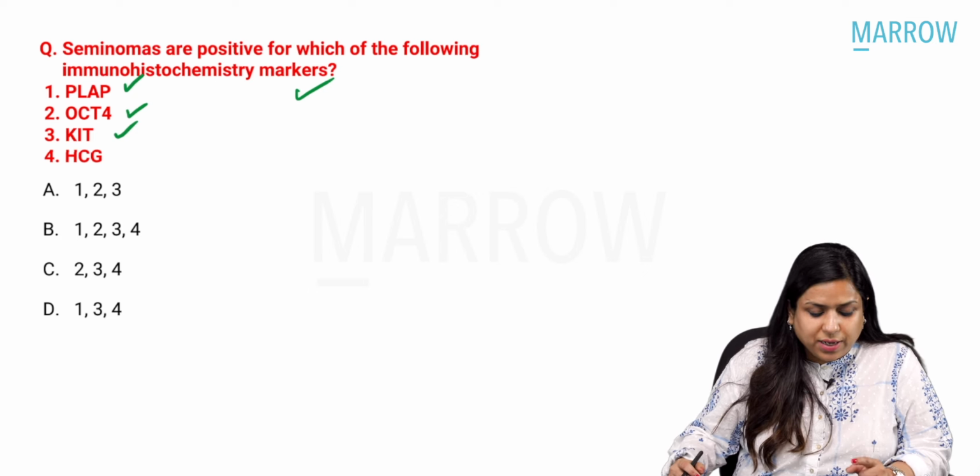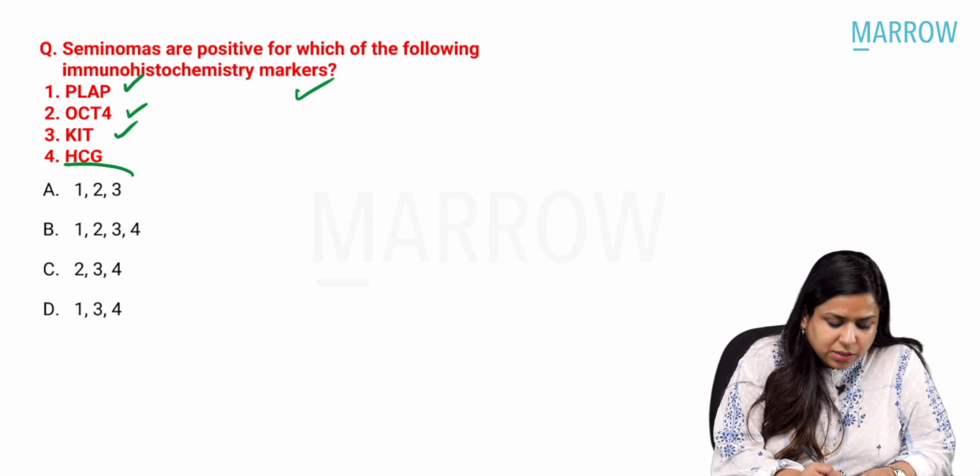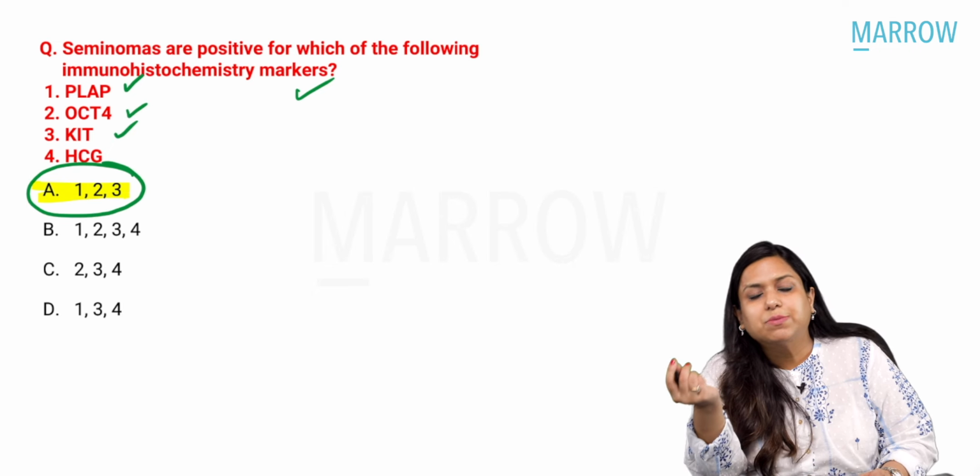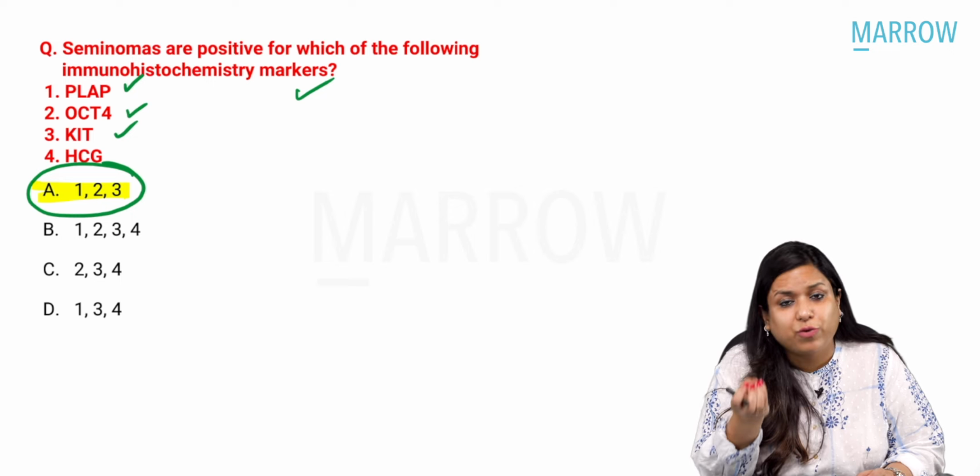What is the answer you will write? They are positive for which markers? The answer is going to be 1, 2 and 3. A bit of confusion, because some students said that ma'am, we have marked 1, 2, 3, 4.